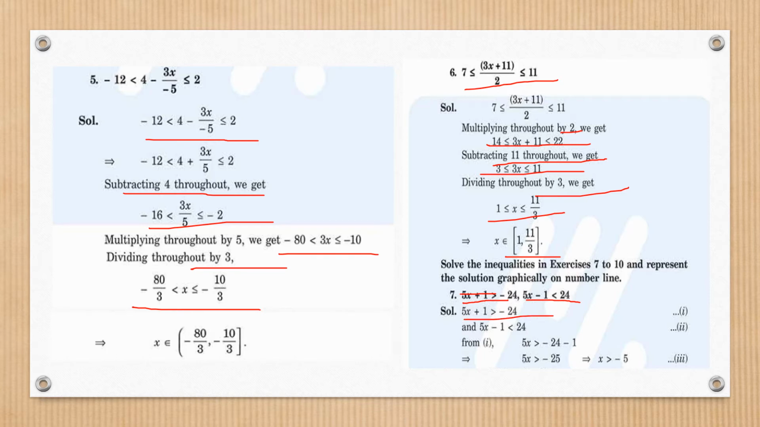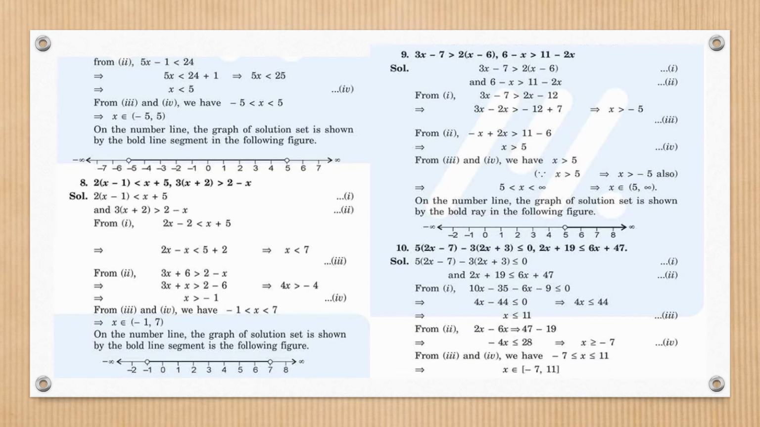Like this, the first will give me 5x > -25, x > -5. Now from 2 we get 5x - 1 < 24, that is 5x < 24 + 1, that is 5x < 25, that is x < 5. So x is lying between -5 and 5. That means x belongs to the open interval (-5, 5).